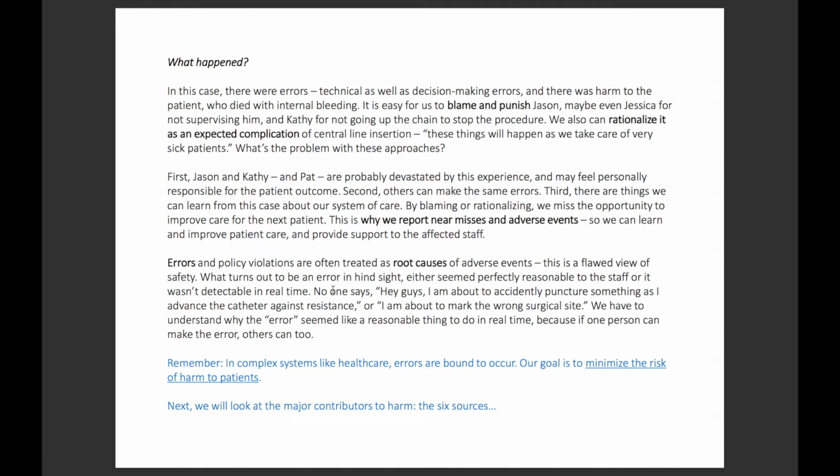It's very easy to think about blaming or punishing Jason or even Jessica for not supervising and Kathy for not going up the chain. We can also rationalize and say, well, this is an expected complication. We hear that many times. Something happens to a patient and we say, well, it's one of the complications. Yes, but should it have happened? They'll say, well, these things happen as we take care of very sick patients. So what's the problem with these approaches?